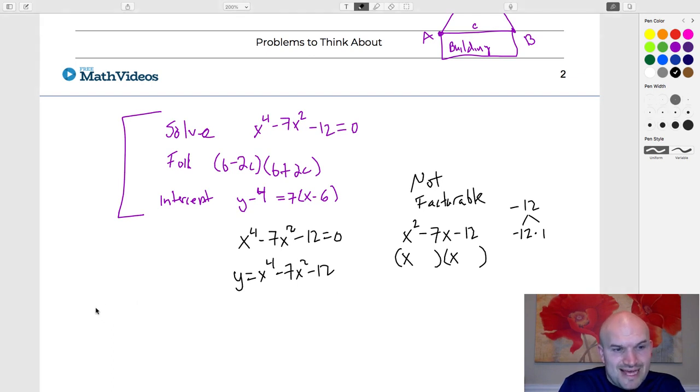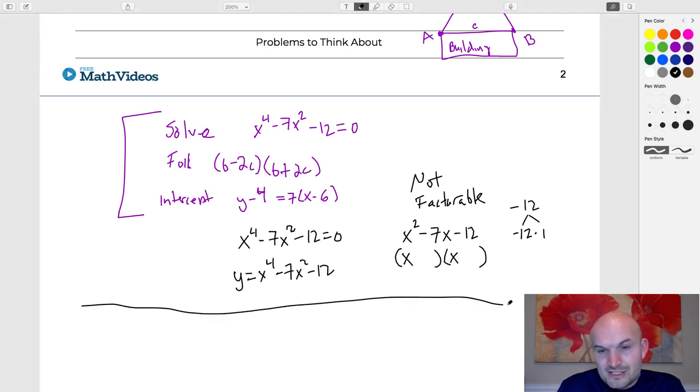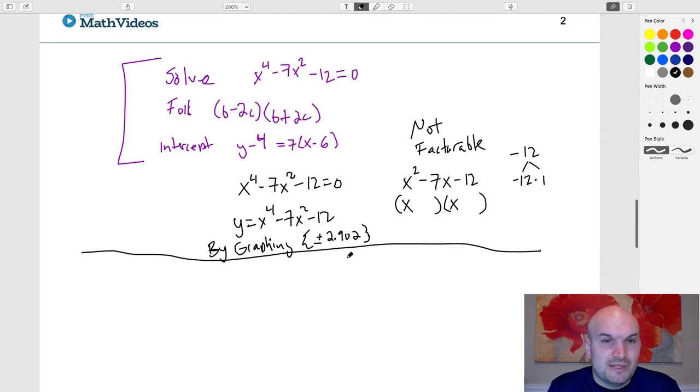So I'll just have to end it from there, being that the solutions via graphing, so I'll just say by graphing, my solution set is going to be plus or minus 2.902. Okay, whereas the other two solutions are going to be complex.